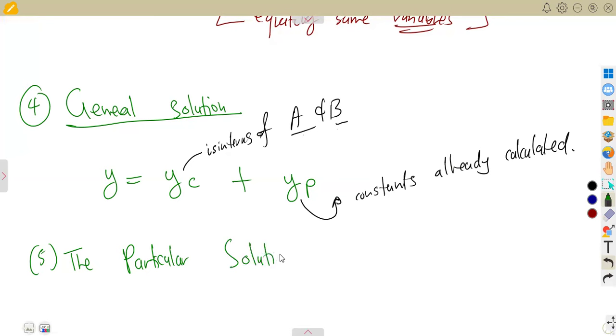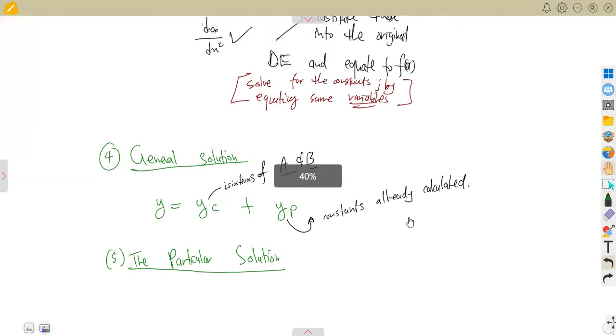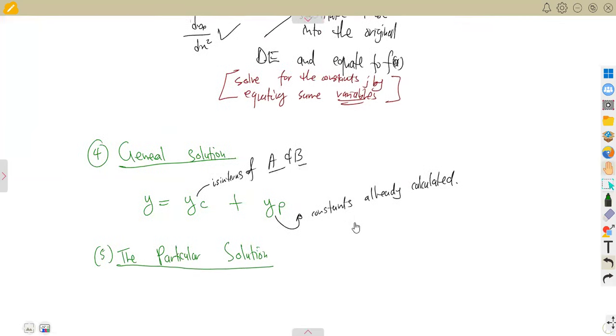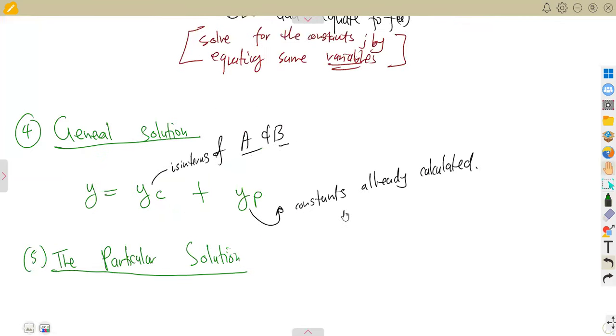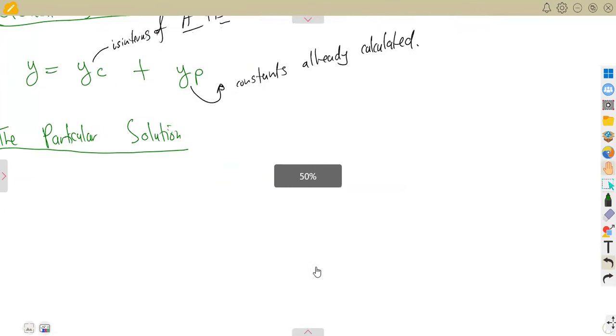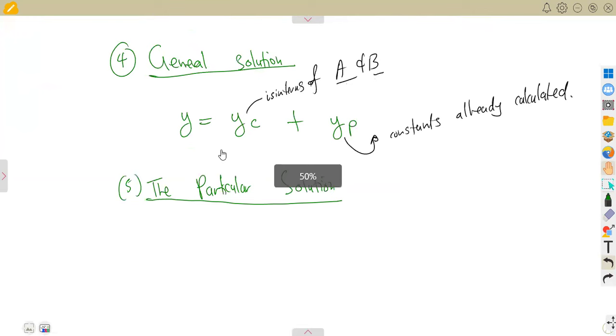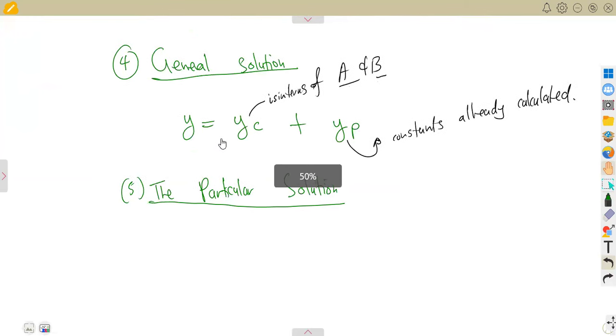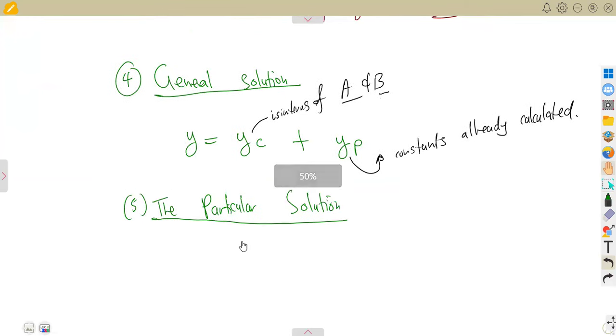Remember, always we start with what? The general solution, where there are unknown values to be found. A and B, they are constants to be found. But the moment you calculate everything, all constants are now presented. It is now the particular solution. So the question is, how are we going to have the particular solution? Because we have this as our general solution.